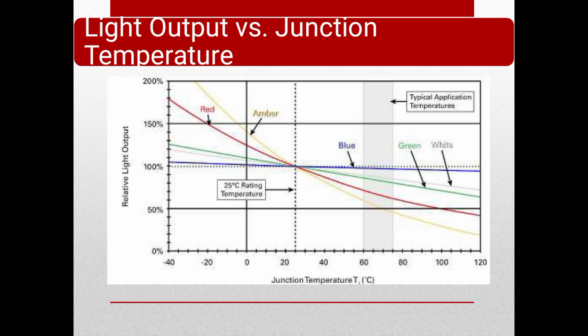This is the light output versus the junction temperature. Different colors of LED will produce different characteristic curves. Based upon the material we are using, different light energies will be produced, and different light energies will give different characteristic curves.